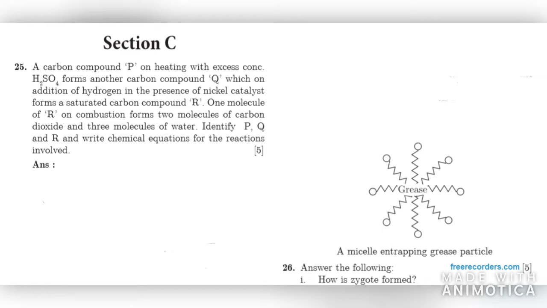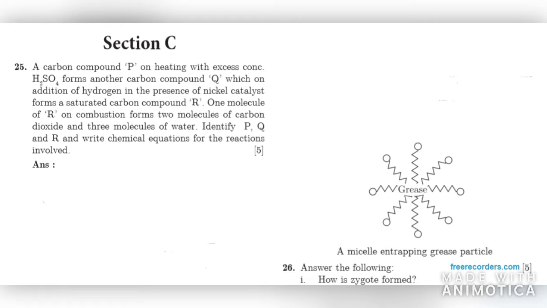So the first one, P, is ethanol. Why? Because when we heat ethanol in the presence of excess H2SO4, it forms ethene. So remember, this question is very important. It comes in different forms. So in this, ethanol converts to ethene in the presence of excess concentrated H2SO4. Now, my Q is ethene.